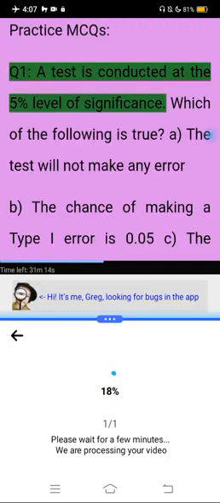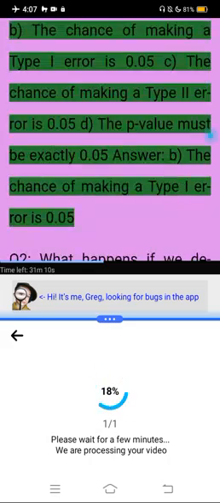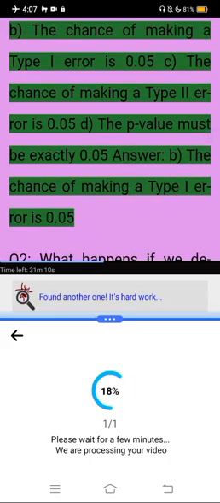Practice MCQs. Q1. A test is conducted at the 5% level of significance. Which of the following is true? A. The test will not make any error. B. The chance of making a type 1 error is 0.05. C. The chance of making a type 2 error is 0.05. D. The p-value must be exactly 0.05. Answer: B. The chance of making a type 1 error is 0.05.